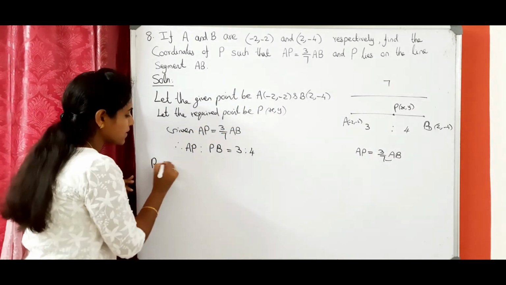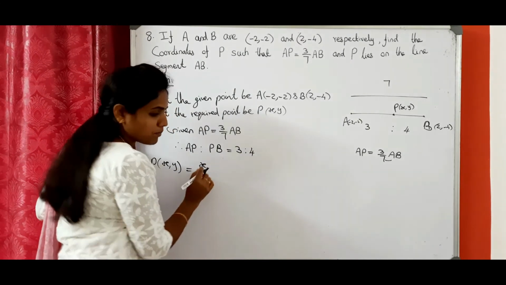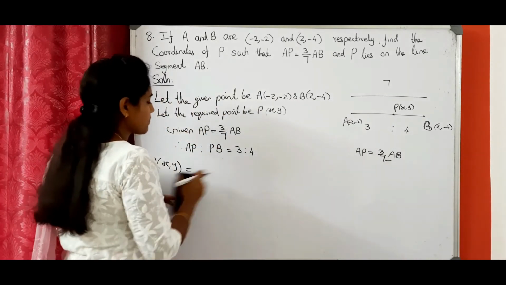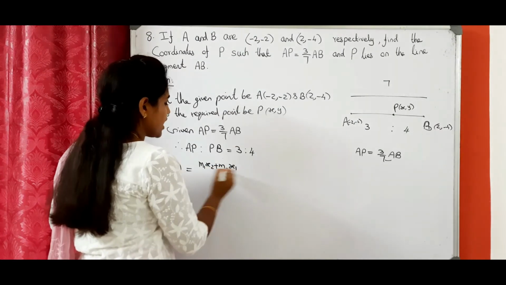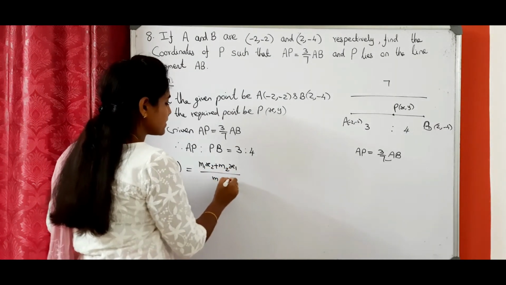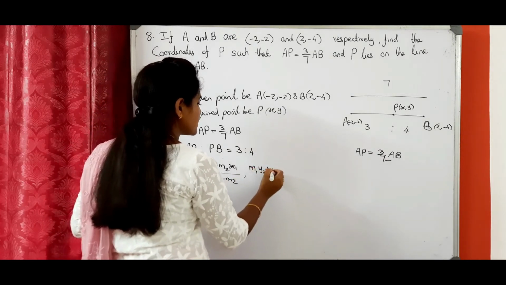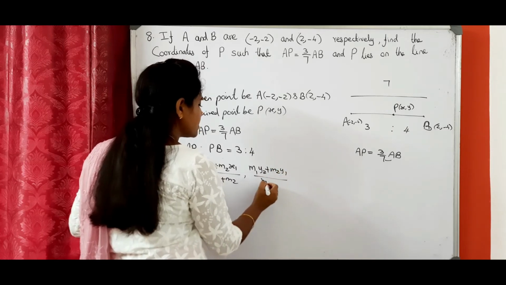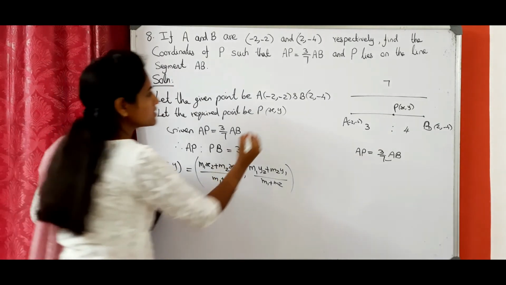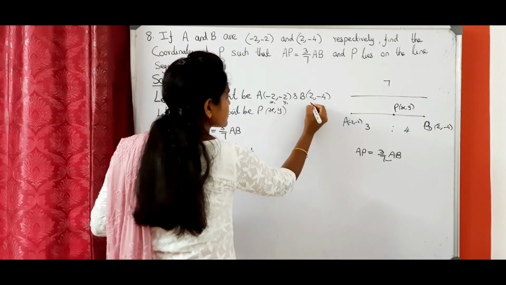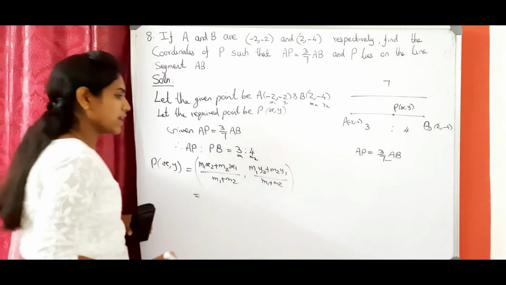Now we can apply the values in the section formula. What is the section formula? P(x, y) equals ((m1 x2 plus m2 x1) divided by (m1 plus m2), (m1 y2 plus m2 y1) divided by (m1 plus m2)). Here we have x1, y1, x2, y2, and this is m1 and m2.